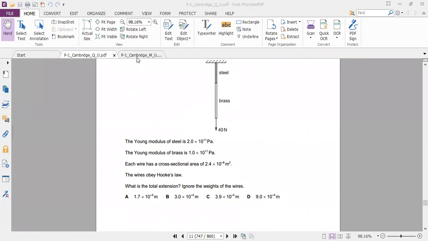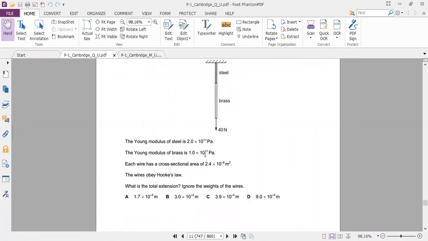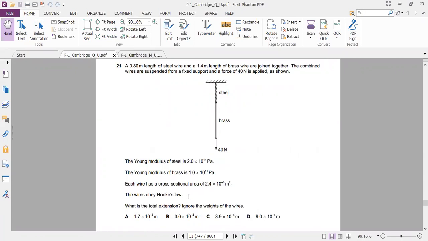Let me check the correct answer. Just correct answer দেখে আসি। 21 B is the correct answer, right? B. Okay, sir. 3 into 10 to the power minus 4.